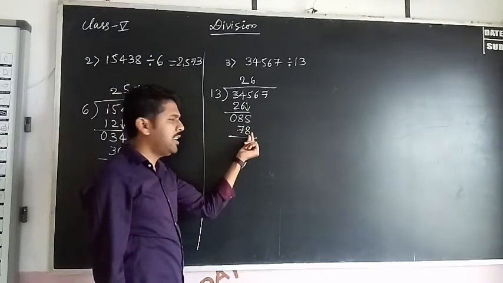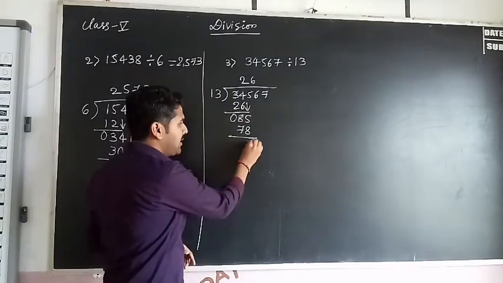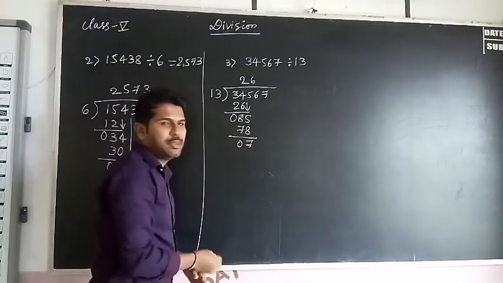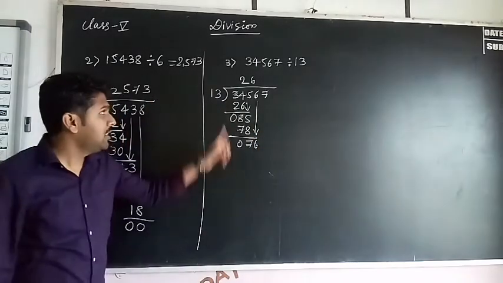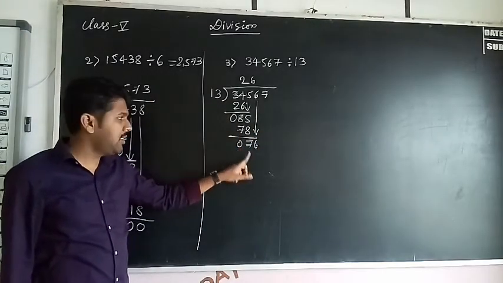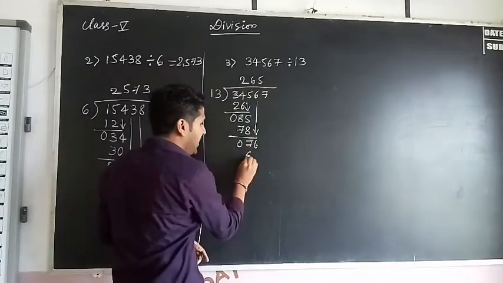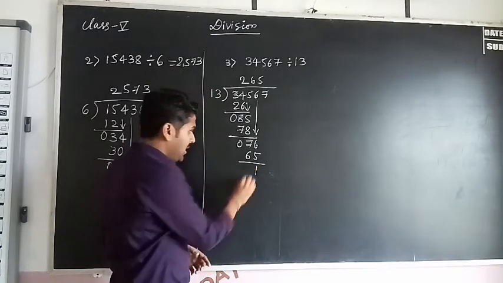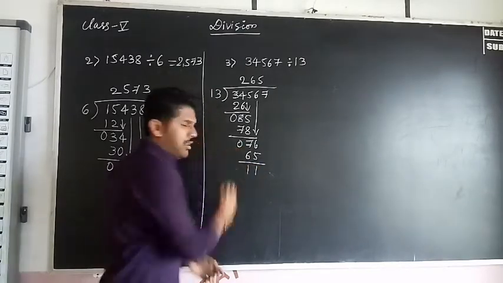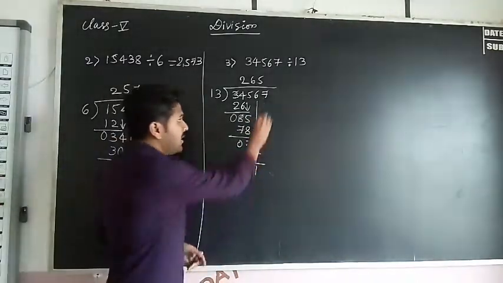So here 5 is there, here 8 is there. So carry, 15 minus 8, 7. 7 minus 7, 0. Next again take 6 down. So nearest 13: 13 6s are 78, this is not nearest. 13 5s are 65. 6 minus 5, 1. 7 minus 6, 1. So now take the 7 down.